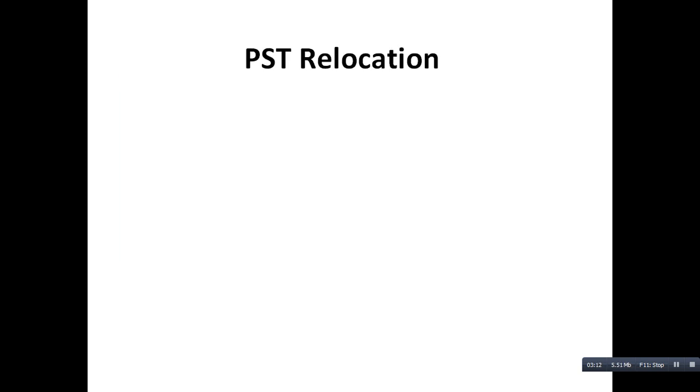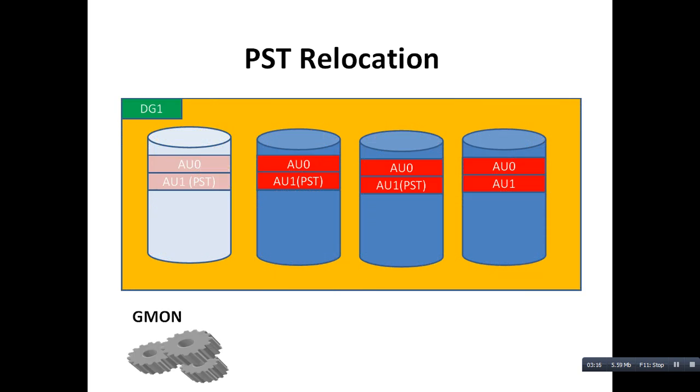Now let's see the PST relocation. Let's say a disk which has the PST information is not available at instance startup. Then the GMON process will relocate the PST information from the other disk to a disk which was not having this information before. In this case, the first disk was not available at the time of instance startup, and the PST information on that disk is also not available. So GMON copies this PST information from the other disk into the disk which was not having this information before. The second case is that if, due to some IO error, you are not able to read or write the PST information on a disk, then the GMON process will copy or relocate this PST information to the other disk which was not having this information before.